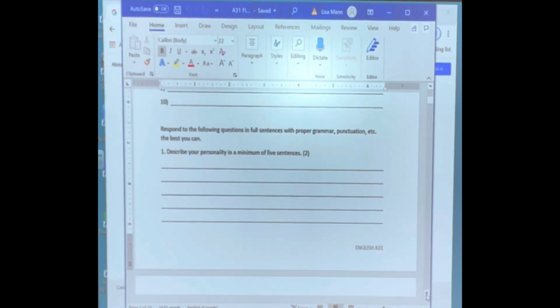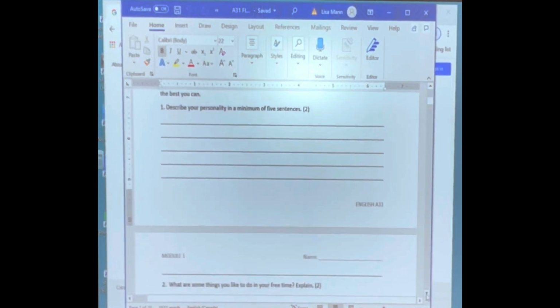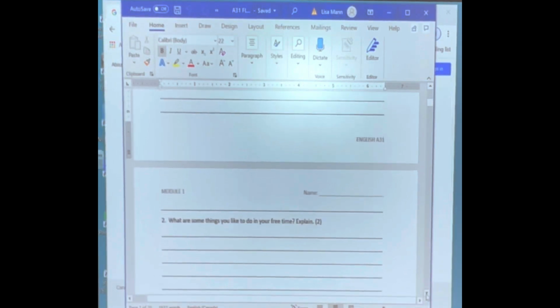Are you outgoing? Are you kind? Are you caring? Are you very shy? Are you introverted? Are you extroverted? Tell me anything you want about your personality so I can get to know you a little bit better.